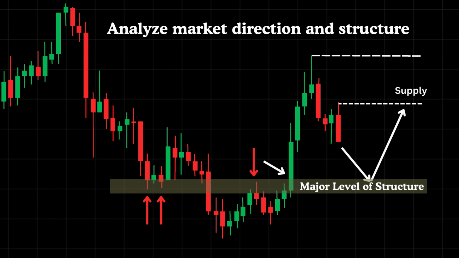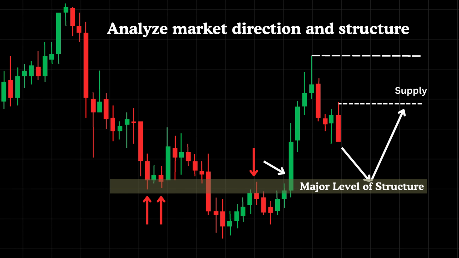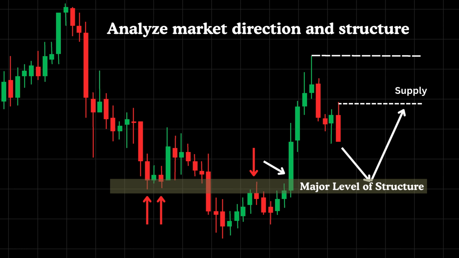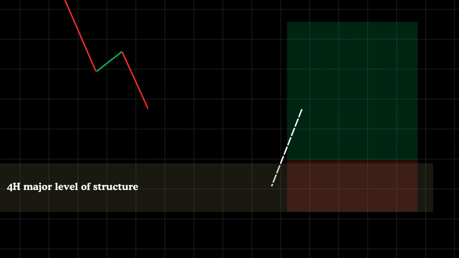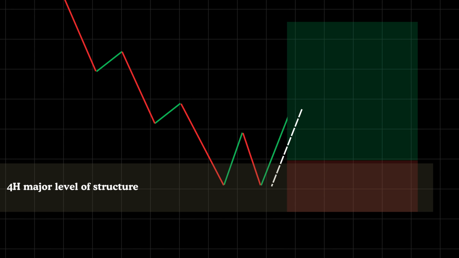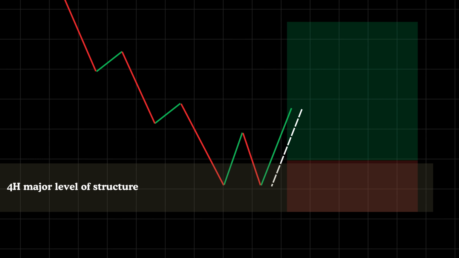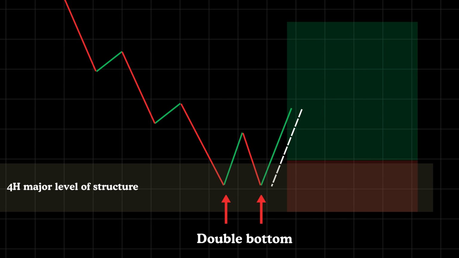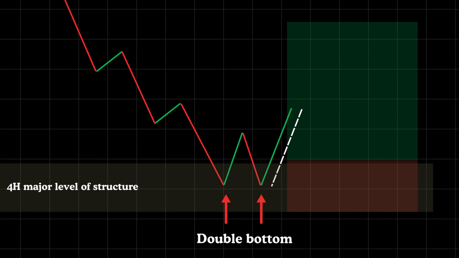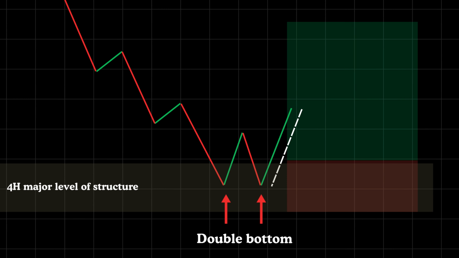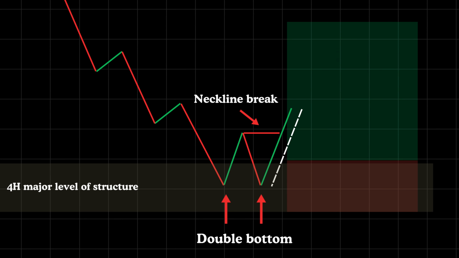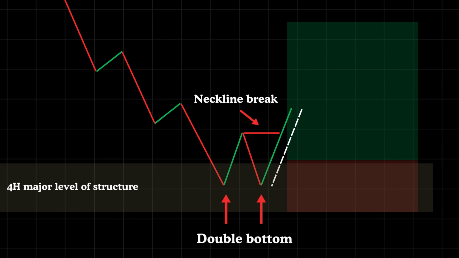Our next move is to patiently wait for the price to revisit this key structure level for a possible long entry. Then, we zoom into a lower time frame to time our trade execution with precision. On this lower time frame, we look for a valid double bottom pattern to signal a potential reversal. Once the price successfully breaks the neckline, confirming the double bottom formation, we move to the next step.